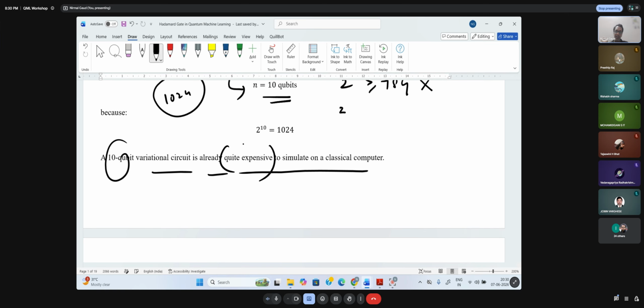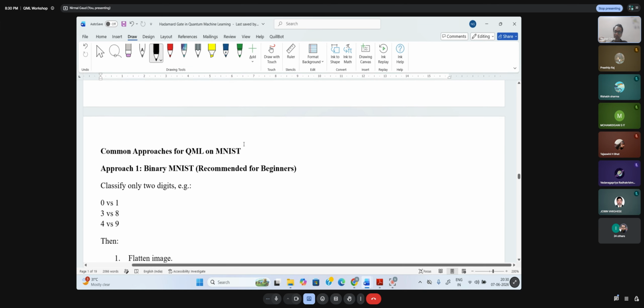See here what they have written: expensive to simulate on a classical computer. That's what I was telling yesterday. You are working on a local machine CPU. I don't have a quantum machine, I'm just simulating. Last day I used the PennyLane library. Today I will use some other library and try to simulate a quantum environment. But the point is, creating such a circuit is very challenging.